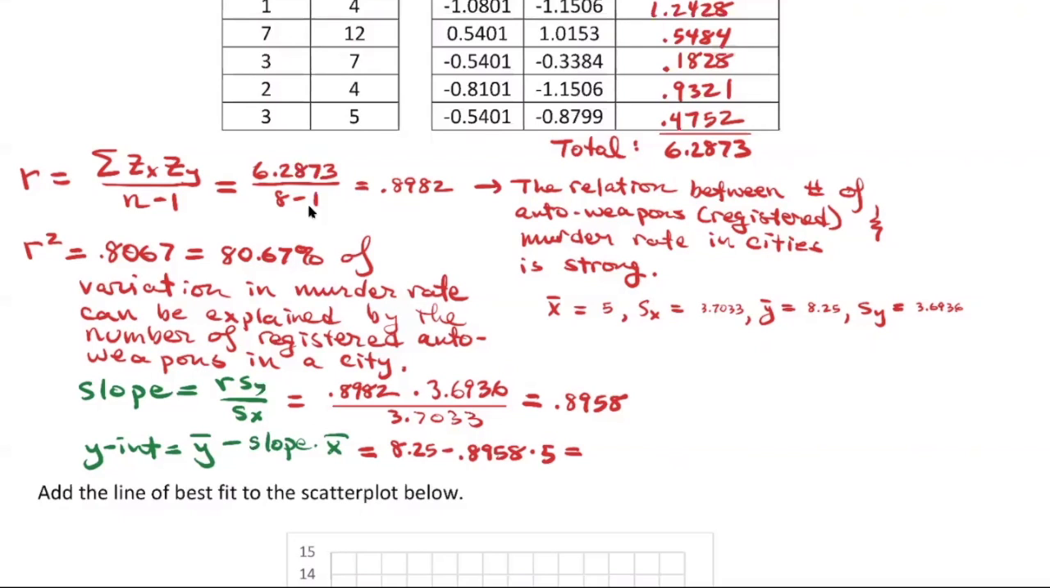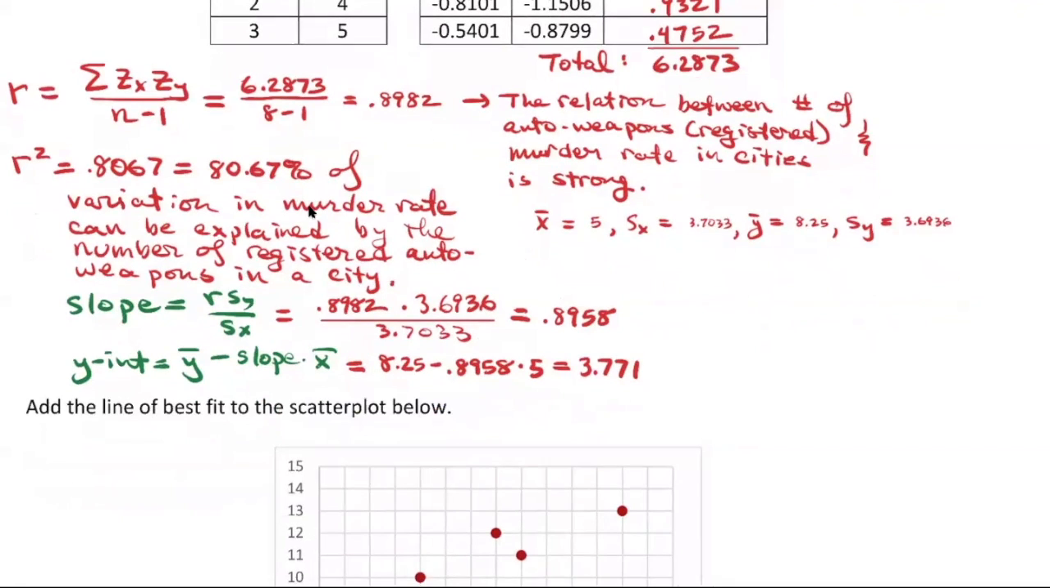Okay, I hope I did this right. I got 3.771. Now, okay, so on your TI calculator, the TI-36X Pro, the slope is, well, let's just look.